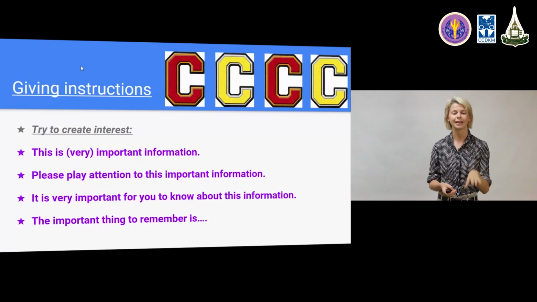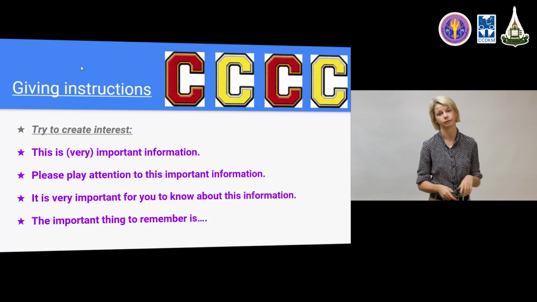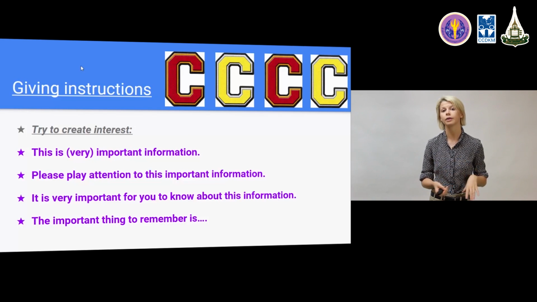Another way, it is very important for you to know this information. You want people to listen to you. Use this kind of vocabulary. Another way to say something is important, create some interest for your instructions. The important thing to remember is the bus leaves at 5 p.m. Don't forget. That's very important information.